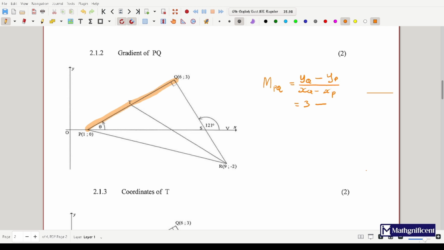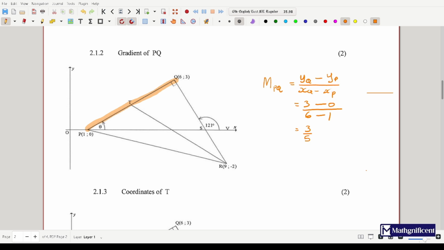The y value of P, it's 0, divided by the x value of Q, which is 6, minus the x value of P here, which is 1. And then from here we can see that 3 minus 0 is 3. Then 6 minus 1 is equal to 5. So this is how we calculate the gradient PQ in this question.